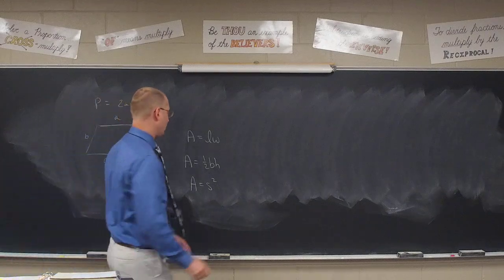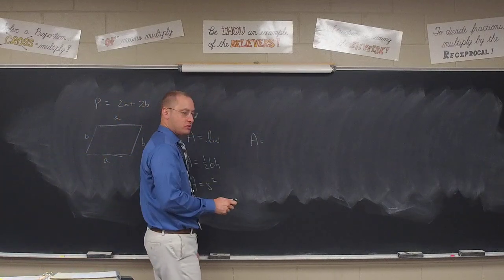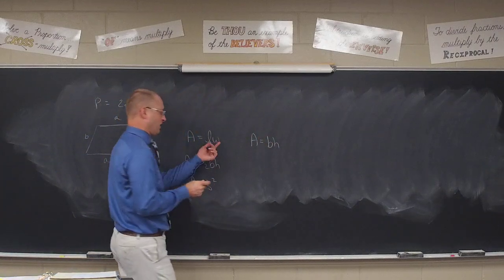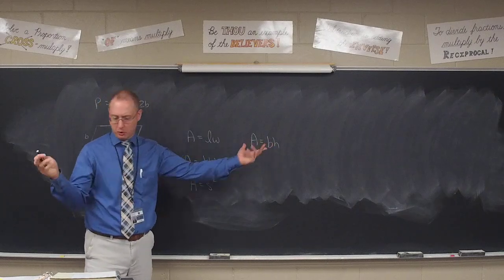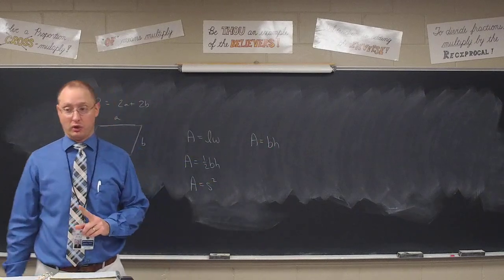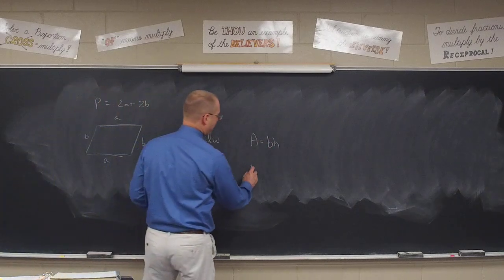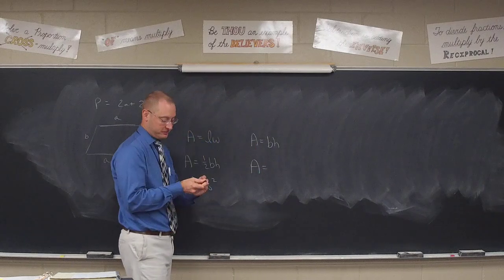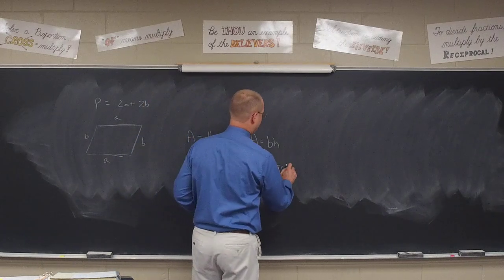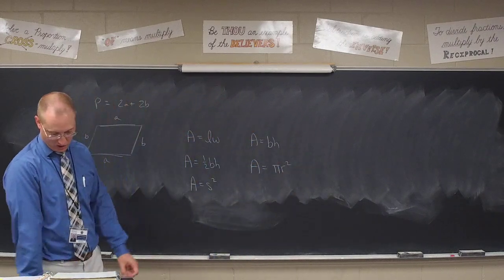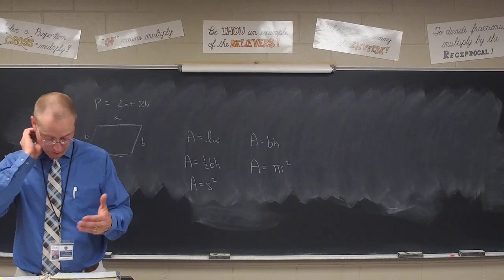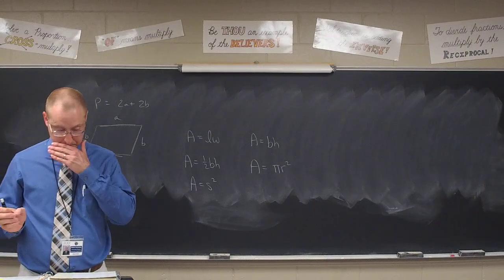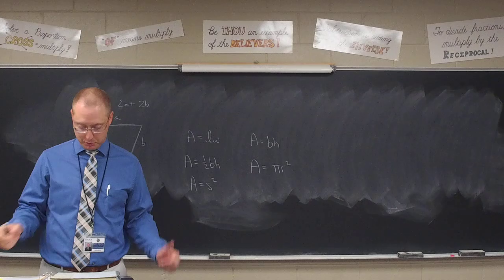What about for a parallelogram in the next one? A equals BH. BH. It's kind of like the rectangle. You just multiply the two dimensions. Parallelogram, just multiply the two dimensions. Circle. Here you go, Michael. What's the formula for the area of a circle? Pi r squared. A equals pi r squared. So we'd square the 8 first to get, class, 64. 64, then multiply by 3.14.